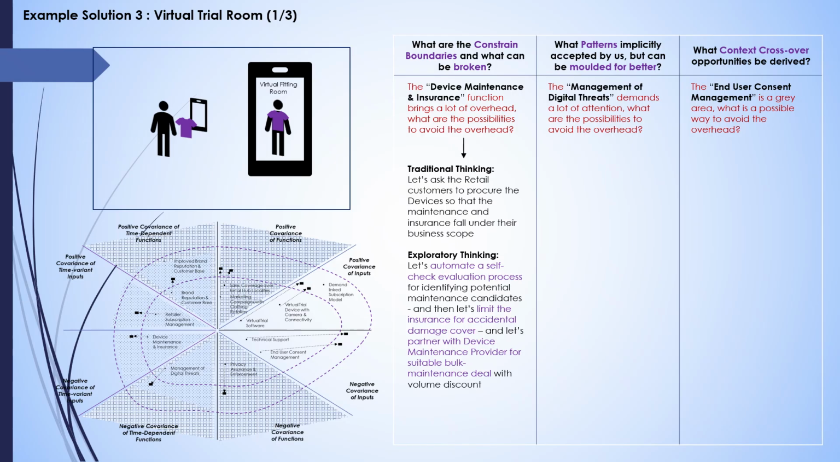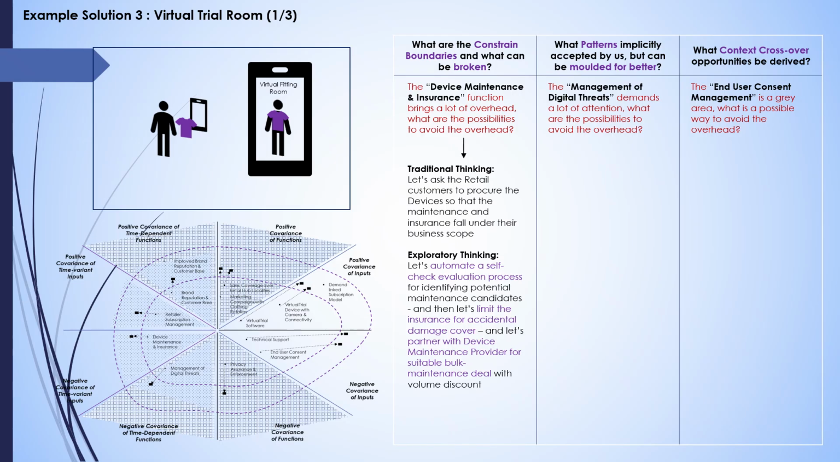But apply unconstrained thinking, and a more intelligent architecture emerges. What if the devices ran a continuous self-check evaluation process, automatically identifying units showing early signs of performance degradation, flagging them for proactive maintenance before they fail? Maintenance becomes predictive rather than reactive, dramatically reducing emergency intervention costs.